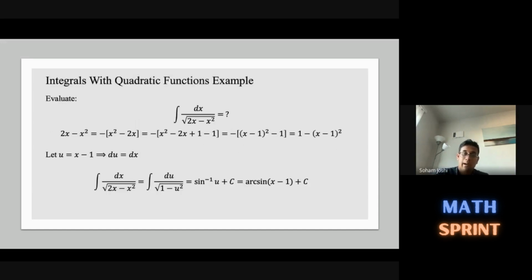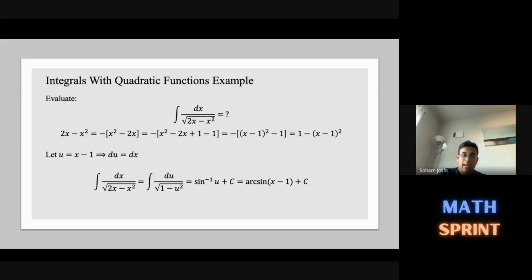Okay, so let's do a practice problem. We need to integrate 1 over the square root of 2x minus x squared with respect to x. So let's use the complete the square method for 2x minus x squared. We can express 2x minus x squared as 1 minus (x minus 1) the whole squared. Now let's use u substitution. We let u be equal to x minus 1.